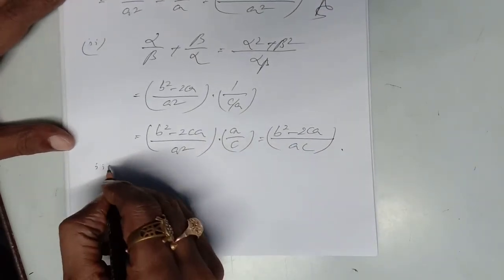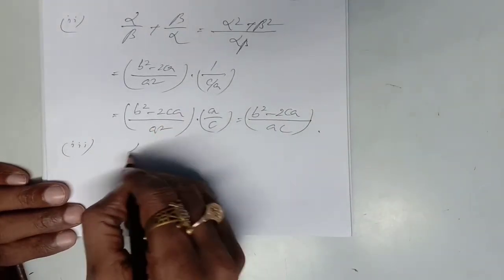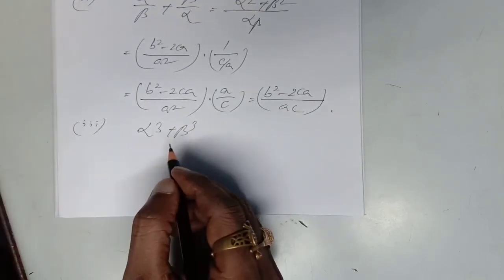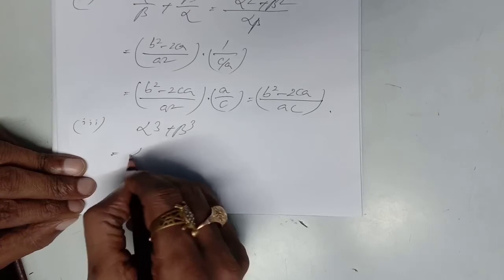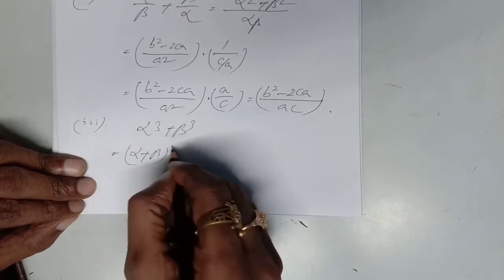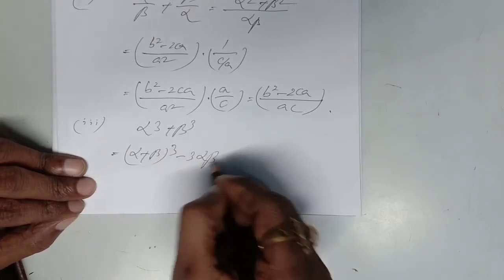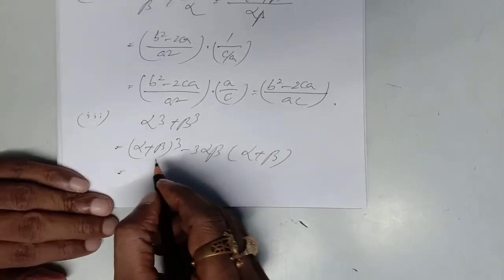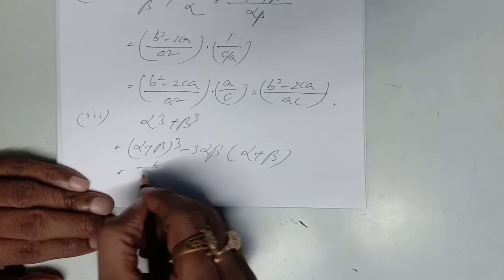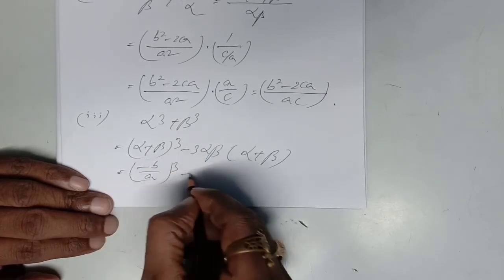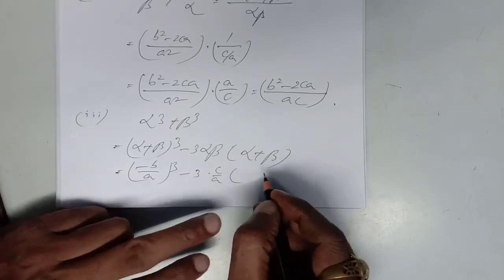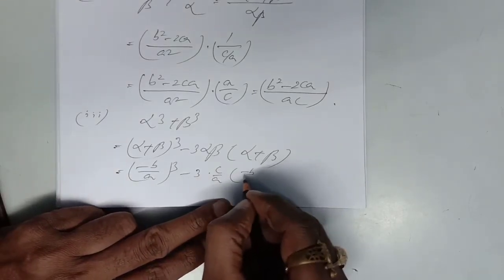Just see the third part. Okay. Third part question given, you will find out alpha cube plus beta cube. Alpha cube plus beta cube means you have to apply the formula: alpha plus beta whole cube minus 3 alpha beta whole into alpha plus beta. Put the value of alpha plus beta, that is minus b by a whole cube, minus 3 alpha beta, that is c by a. Again alpha plus beta, that is minus b by a.